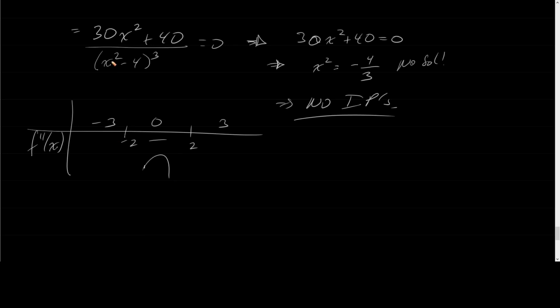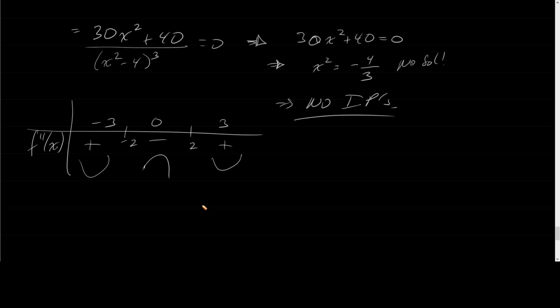Plug in -3. -3 squared is 9. 9 minus 4 is 5. 5 cubed is still positive, right? And we knew the top was already positive, so here it's always positive. Plug in 3. 3 squared is 9 minus 4, 5. Same exact scenario that I had on this piece, so it's still positive on that side. And now we've got what our concavity looks like. All right, cool.